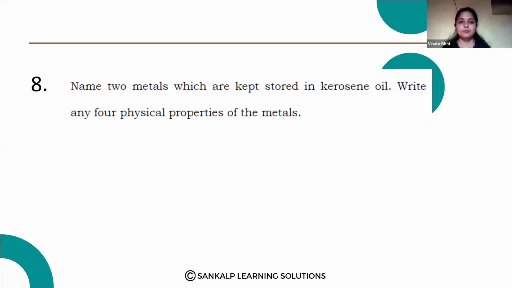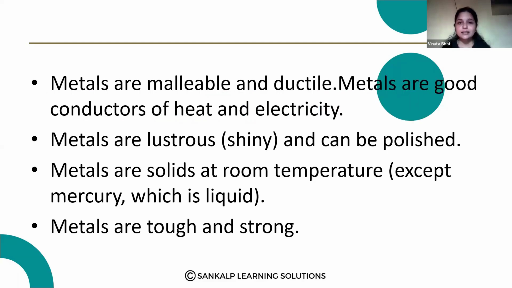Next question. Name two metals which are stored in kerosene oil. Write any four physical properties of metals. The two metals are sodium and potassium. They are stored in kerosene oil. The physical properties of metals: they are malleable and ductile, and good conductors of heat and electricity. Metals are lustrous and can be polished. Metals are solids at room temperature, except mercury, which is liquid. Metals are tough and strong.